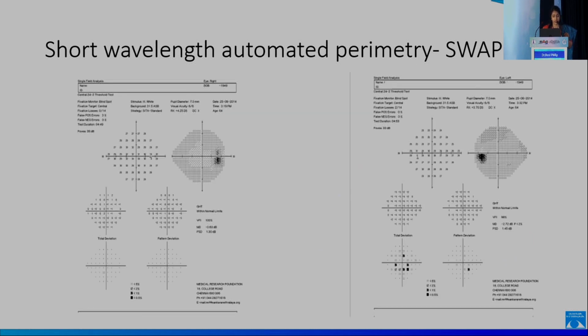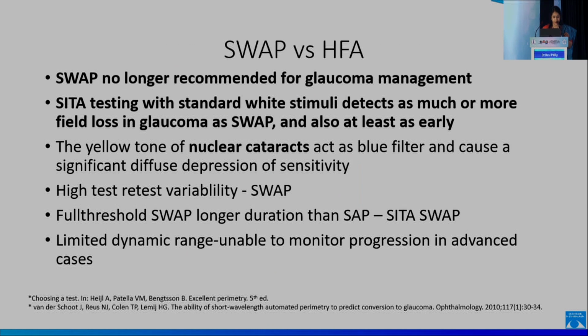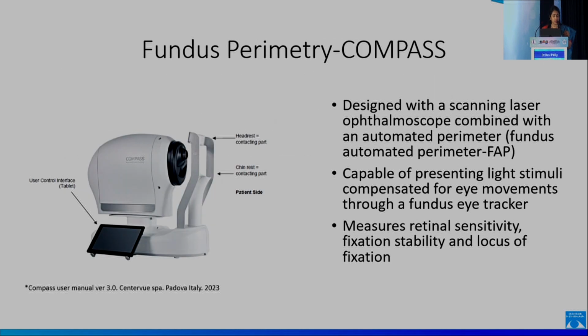And this is the same patient, SITA Standard, a year later. SWAP is, however, no longer recommended for glaucoma management because long-term follow-up studies have shown that the white-on-white stimulus detects as much or more field loss in glaucoma as SWAP, and also at least as early. Additionally, SWAP also has a few inherent problems with respect to nuclear cataracts, which act as a blue filter, the test time, and its limited dynamic range.